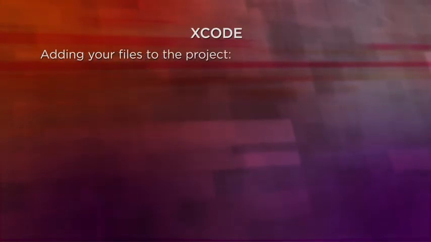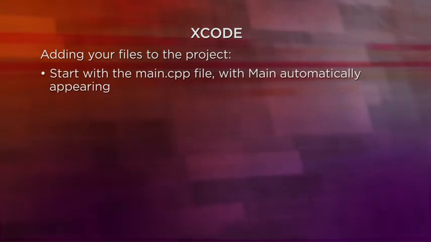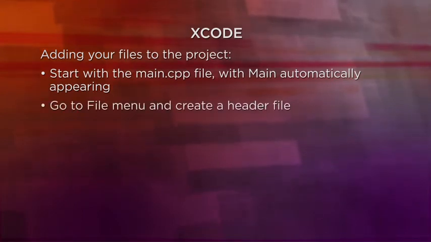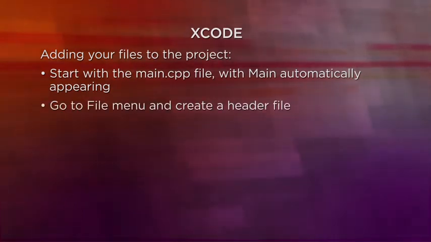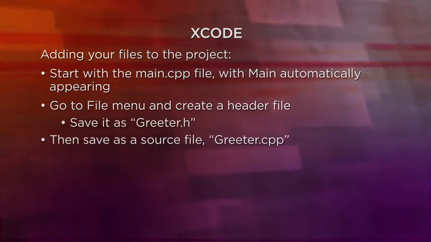Xcode automates putting the files in the project. Your project starts with the main.cpp file that should contain main, automatically appearing. And then you can just go to the File menu, create a header file, saving it as greeter.h, and then a source file, saving it as greeter.cpp.